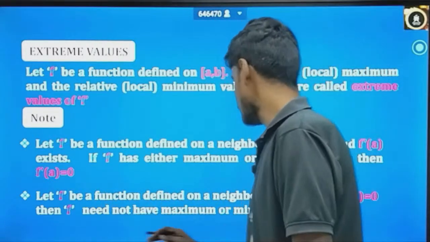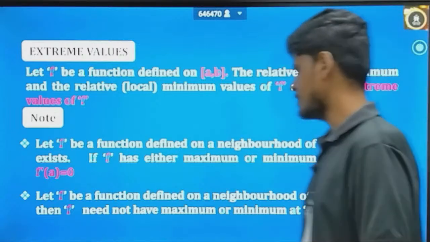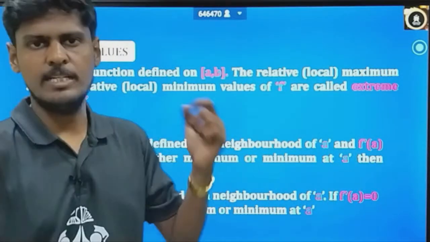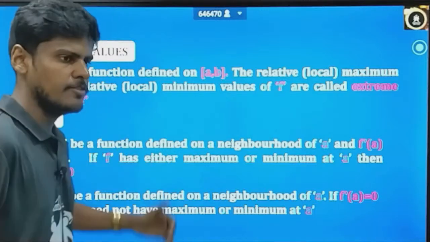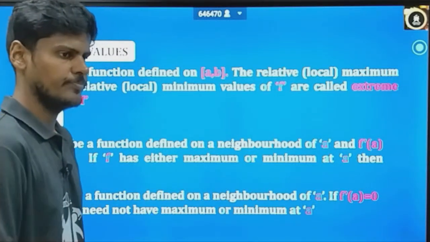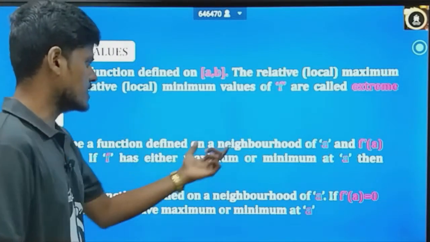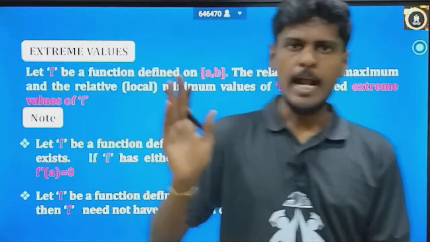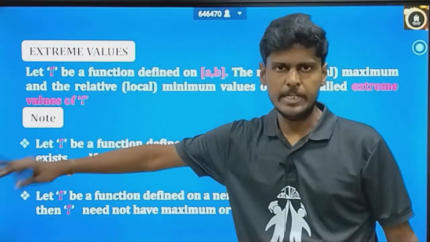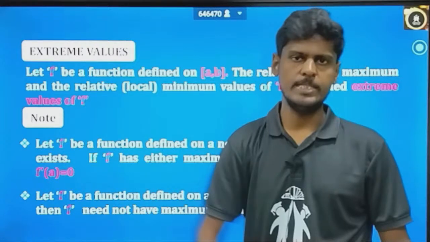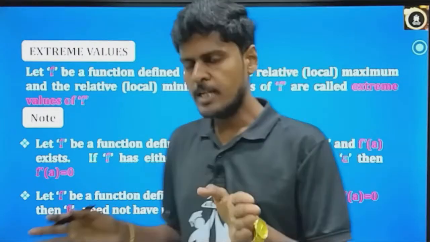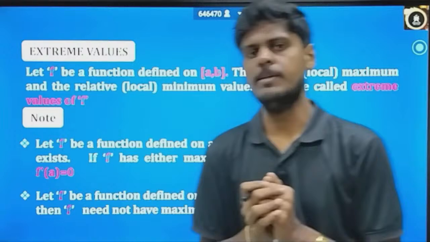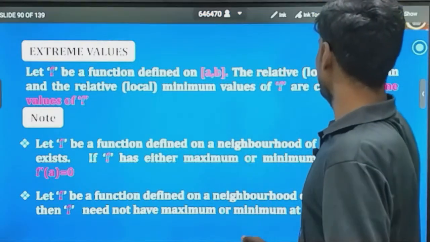But whenever this function is defined on a neighborhood and f dash of a equal to 0, those need not necessarily be the maximum or minimum value. Now what is the difference between these two? For a function on the neighborhood of a where f dash of a exists, at the maximum points the derivative will be 0, but not at all points where the derivative is 0 does the function exhibit maximum or minimum nature. We will discuss this with an example.